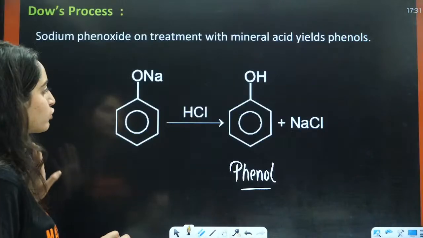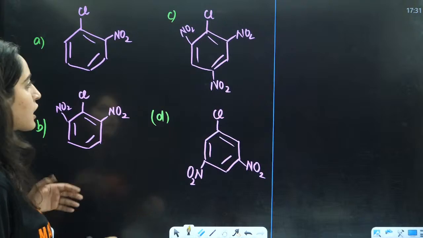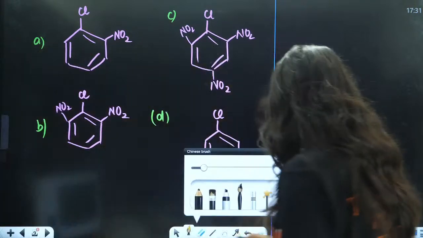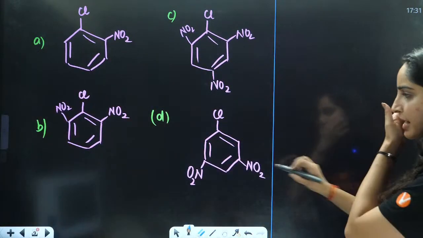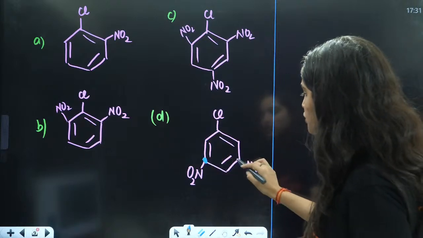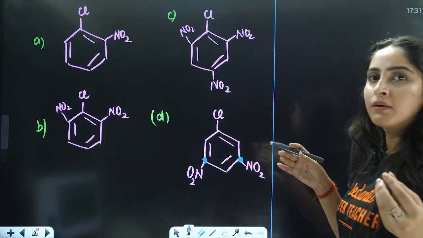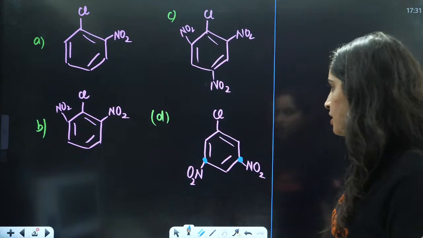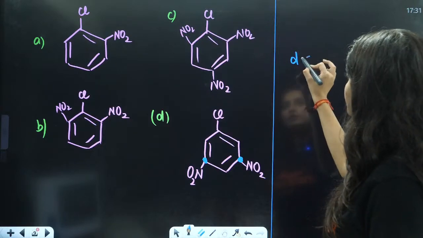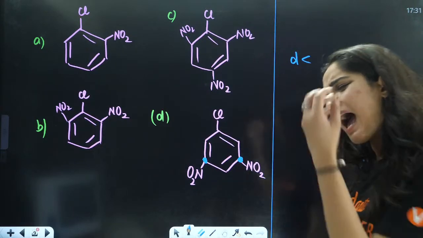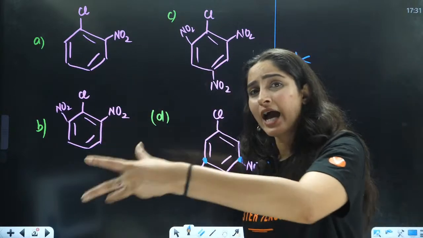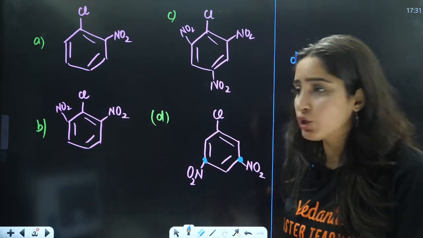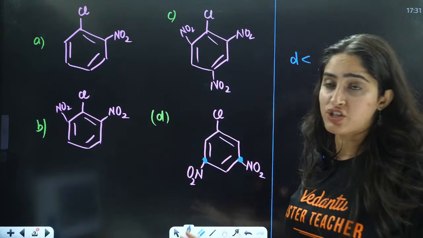Now, coming back to the question that I asked you, at meta position, there is no change in the rate of the reaction. So it will be very, very slow. The rate of the reaction is as it is. It needs high temperature, high pressure to replace the Cl with OH, right?